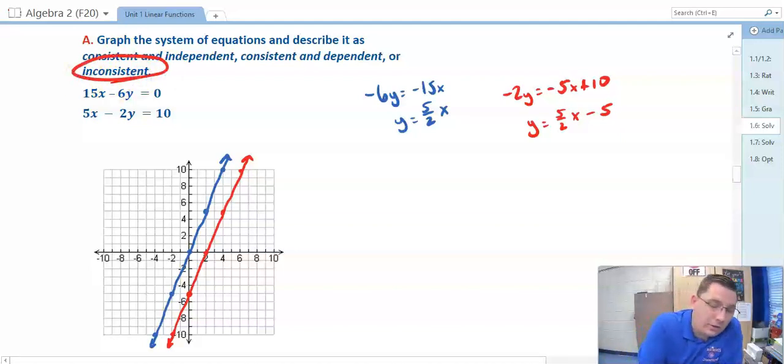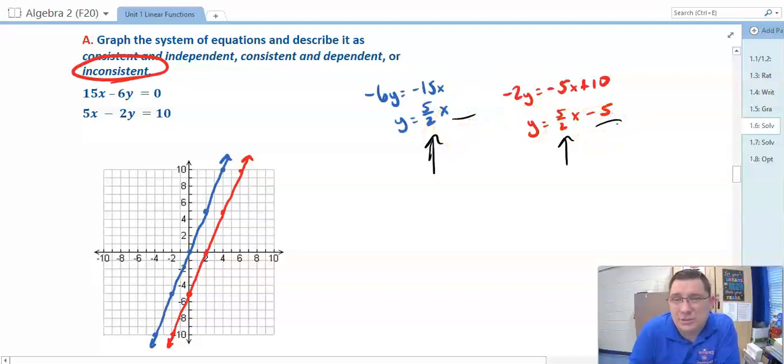And how do we know they're parallel? Remember, we talked about in the previous section, in section 1.4, that parallel lines have the same what? The same slope. And so these are parallel lines because they do have different y-intercepts. Remember, if these two lines were to have the same y-intercept and the same slope, they would be the same line.